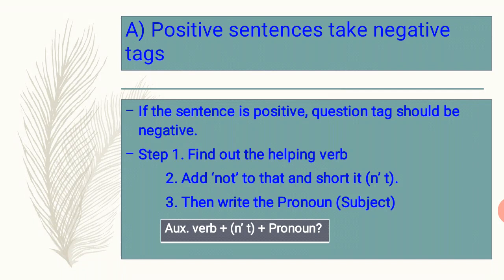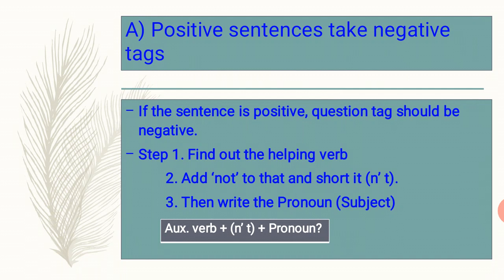First of all, we are going to see the three categories in this question tag: positive to negative, negative to positive, as well as commands and requests. We are using the question tags. How are we using the question tags here? See, first thing, positive sentences always take negative tags in sentence formation. So if the sentence is positive, the question tag should be negative. So that is how we transform the sentences.